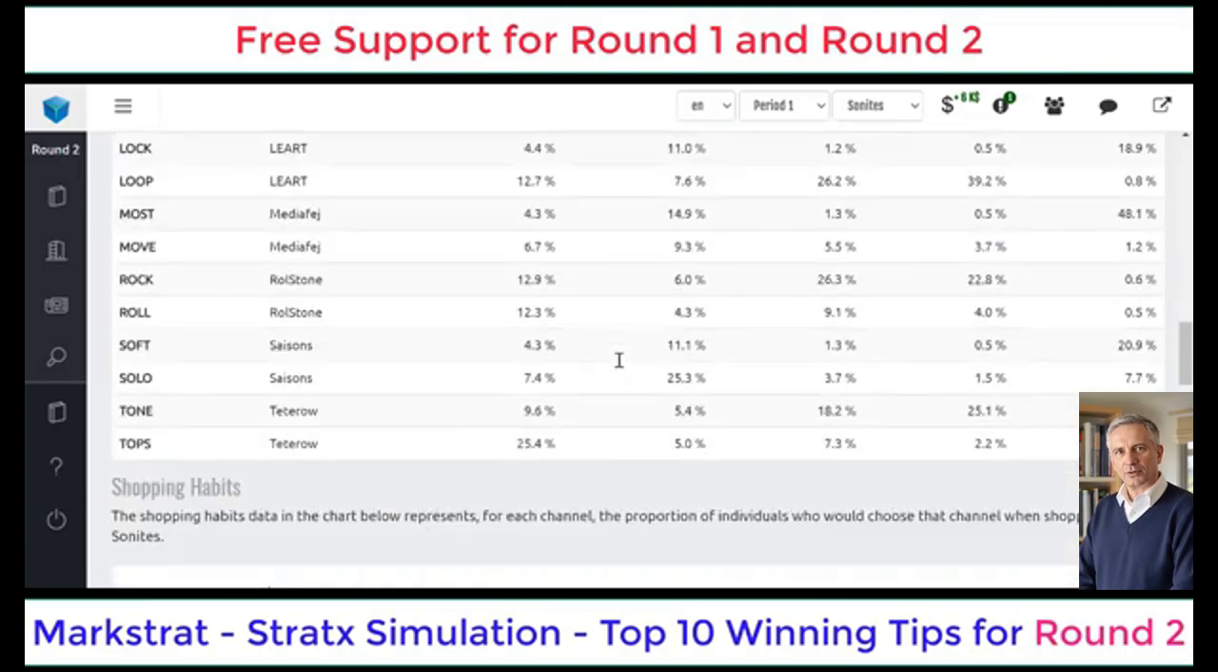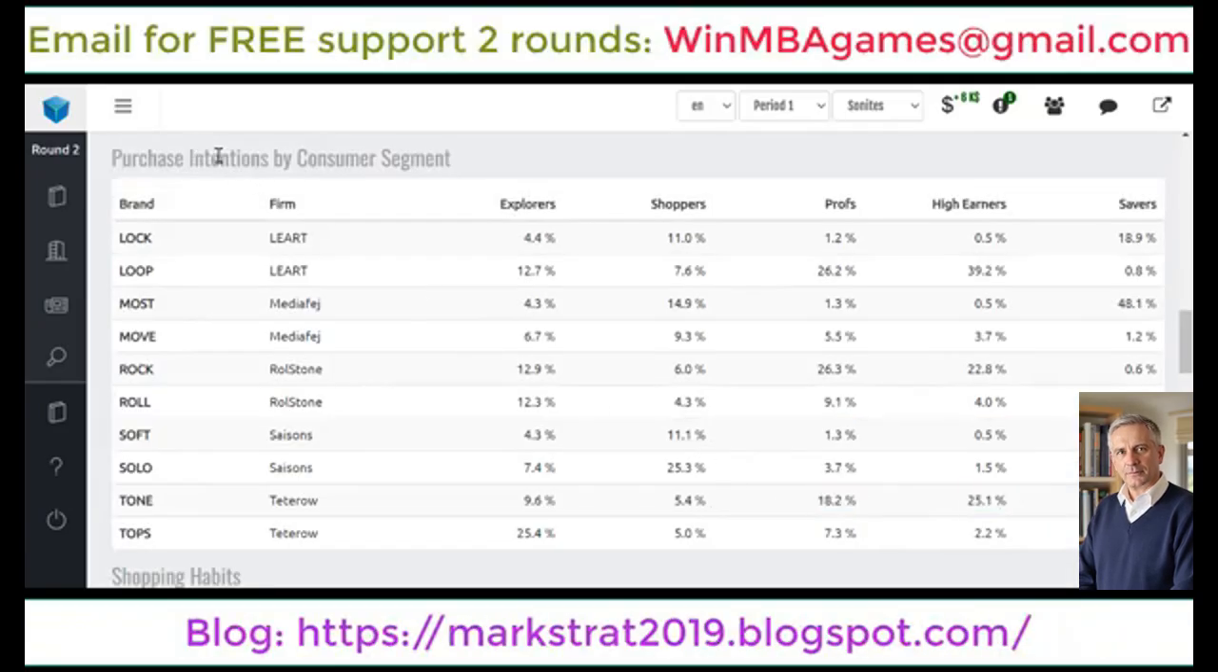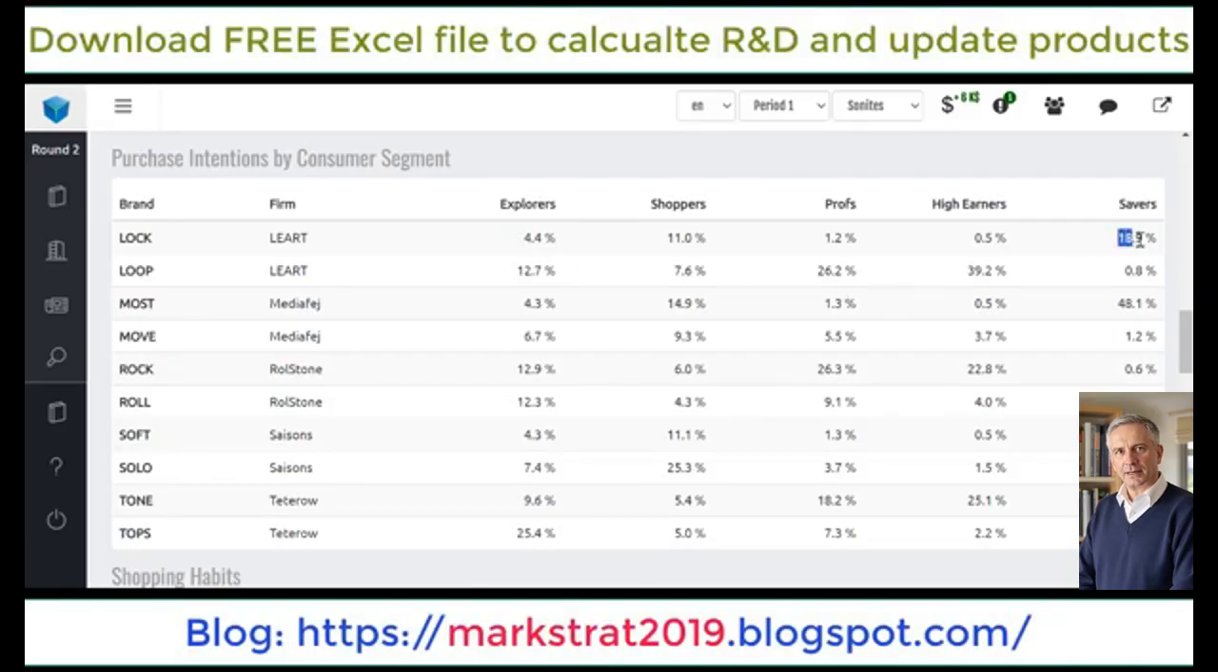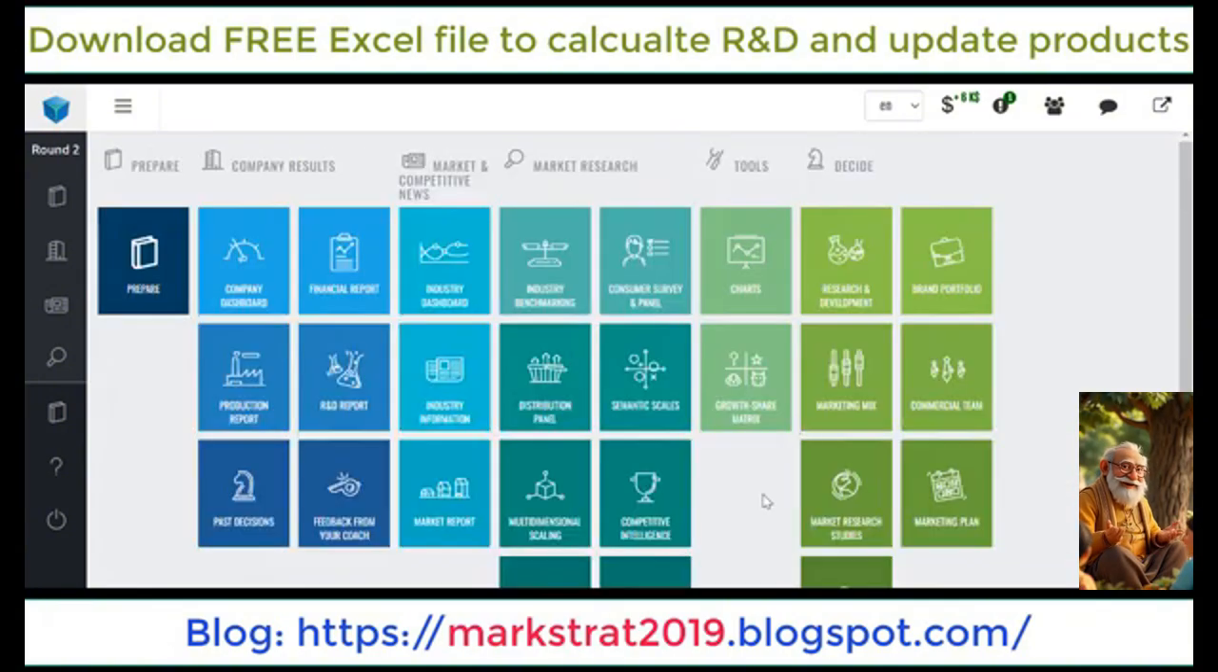Tip 4. Consumer survey, purchase intent and segment awareness. The consumer survey report is gold. It provides brand awareness, purchase intention, shopping habits per segment. Let's say Torn is targeting high earners and professionals, while Tops is meant for explorers. But what if Tops has low purchase intention in Explorer and is poorly aligned with the segment's expectations? That's a problem. You'll need to adjust your marketing mix and possibly launch new products that better serve your target segments.